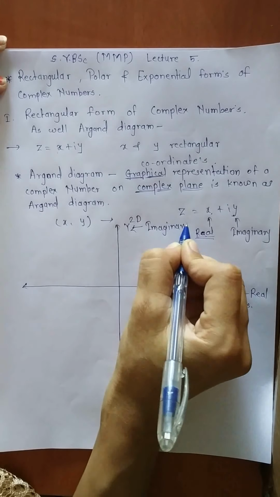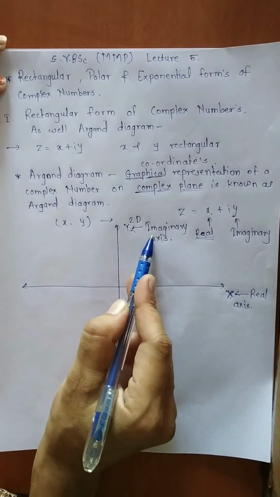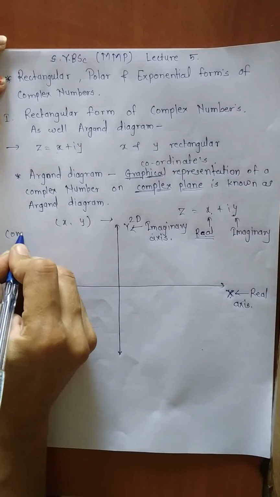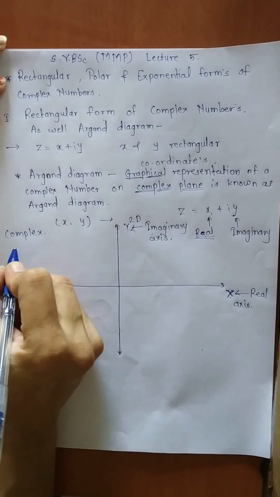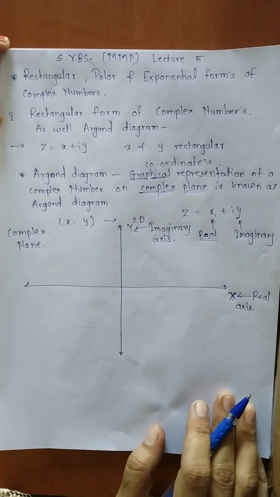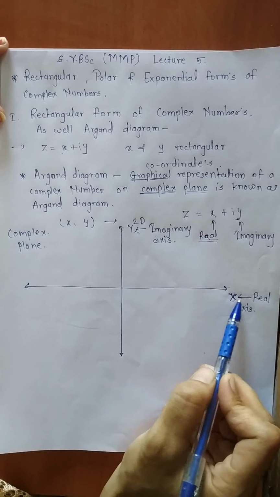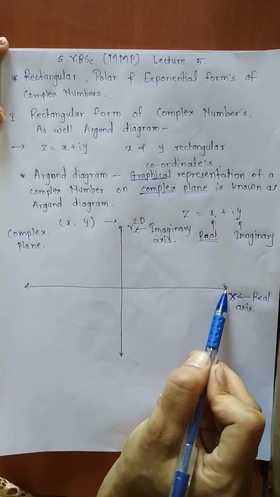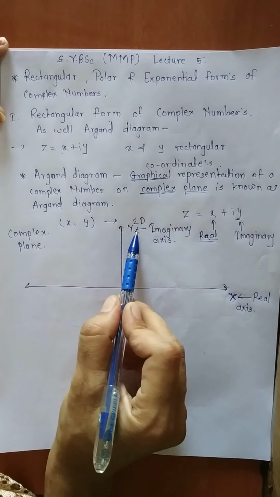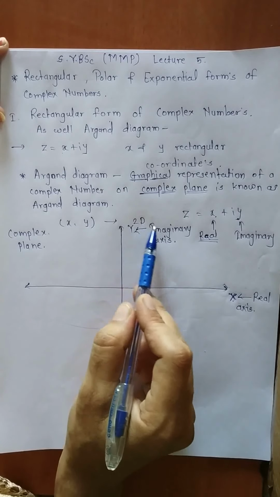So y is known as the imaginary axis. And the plane formed by the real axis and imaginary axis is known as a complex plane. So you got an idea of what a complex plane is. A complex plane is a plane formed by the real axis as well as the imaginary axis. And what are the real and imaginary axes? When you represent the real part of a complex number on the x-axis, that axis is known as the real axis. And when the imaginary part of a complex number, that is iy, is represented on the y-axis, it is known as the imaginary axis.